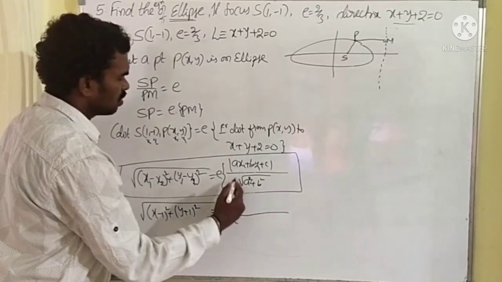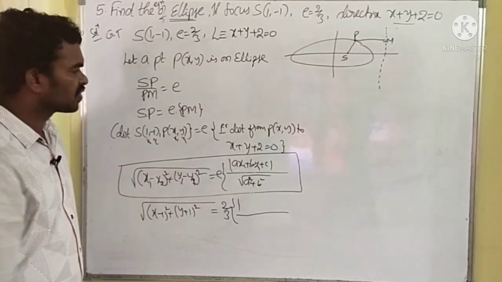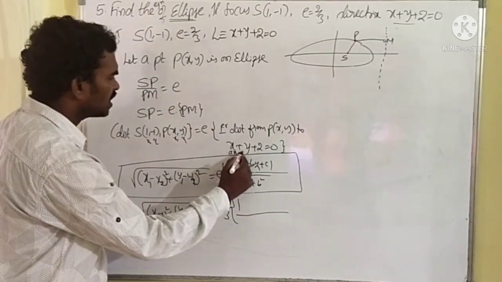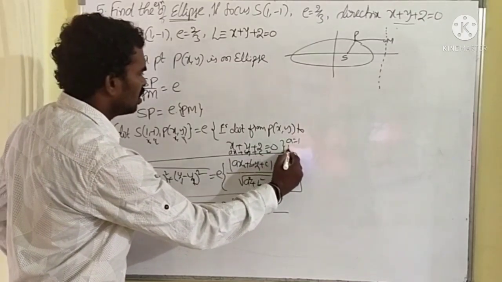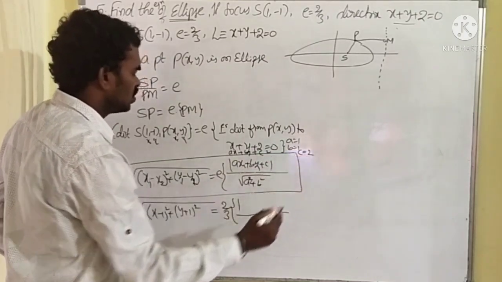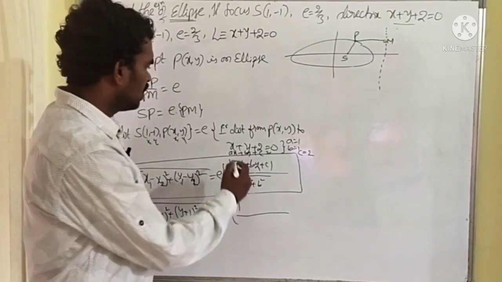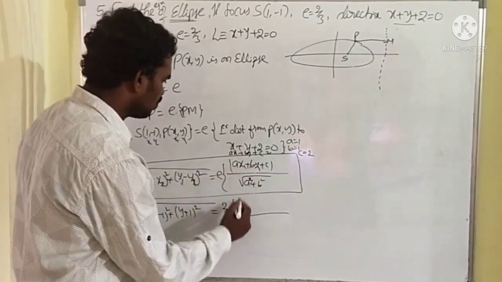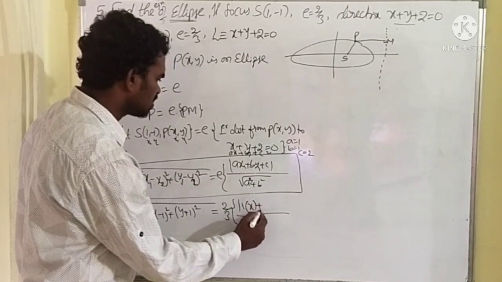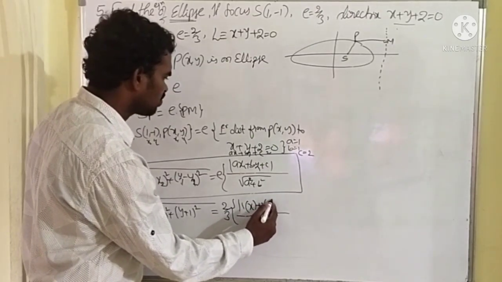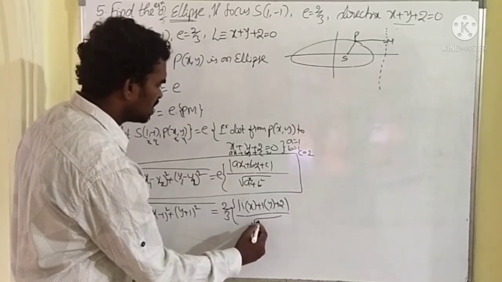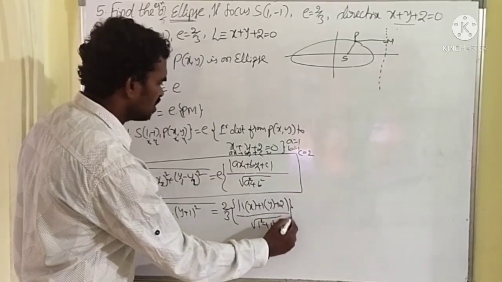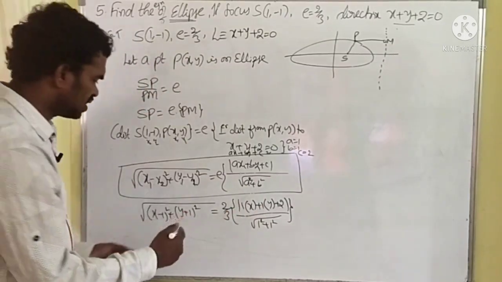Next, modulus. What is a? This must be compared with ax + by + c = 0. So a value 1, b value 1, c value 2. So 1 into x1 means x, b value also 1 into y1 means y, plus c, c is 2, by root of a square, 1 square, plus b square, 1 square. So we should simplify this.